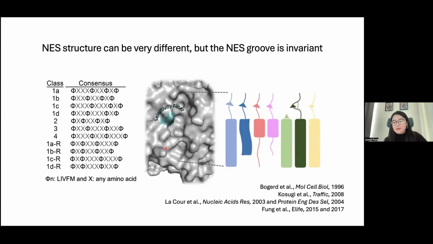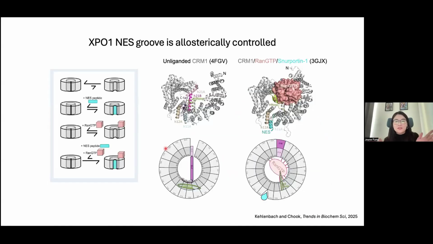And I want to reiterate the concept of allostery for Expo1. The opening and closing of this groove is entirely allosterically controlled. What do I mean by that? Normally when it is on its own, it is somewhat auto-inhibited, so the groove stays closed. But there is affinity of the NES itself and the RAN GTP itself as well. And when both things are present, they bind favorably. That's the positive cooperativity that I mentioned earlier.